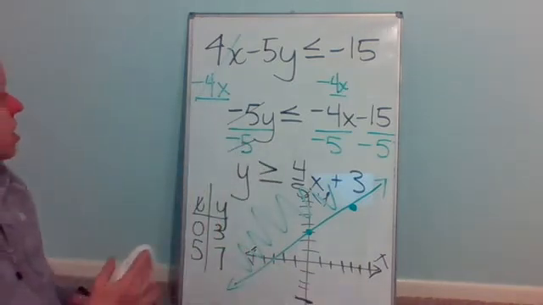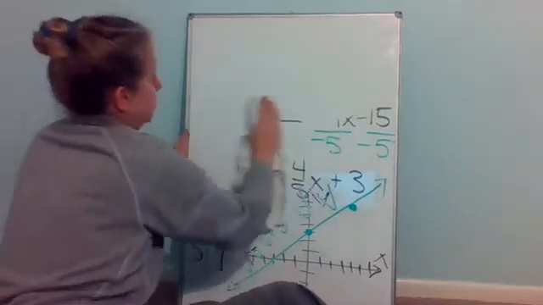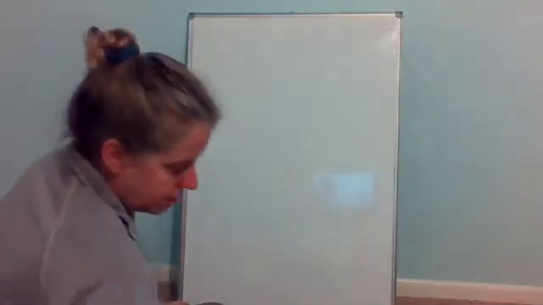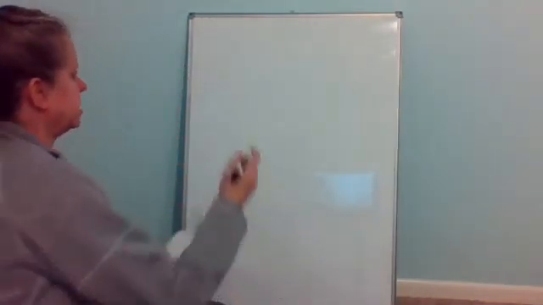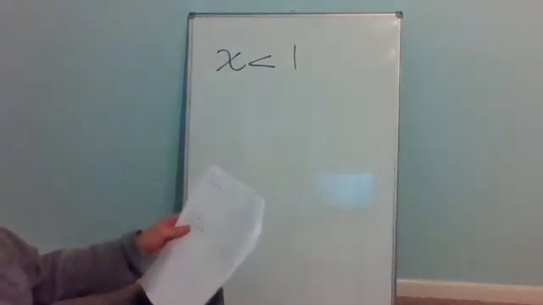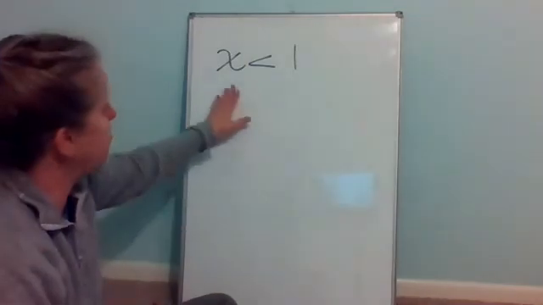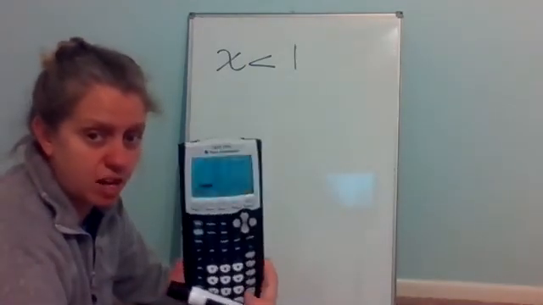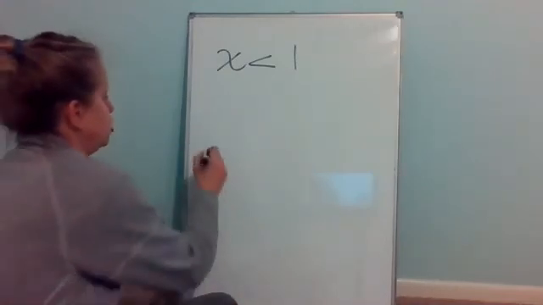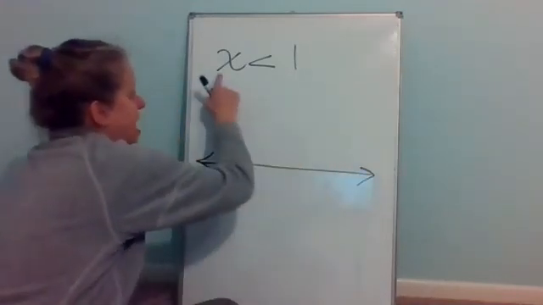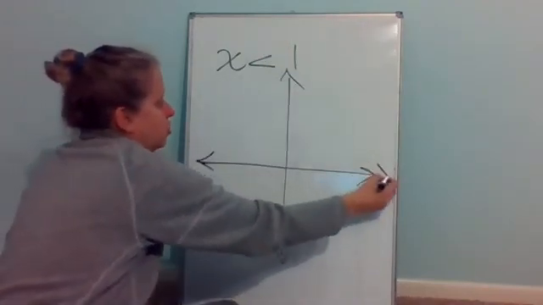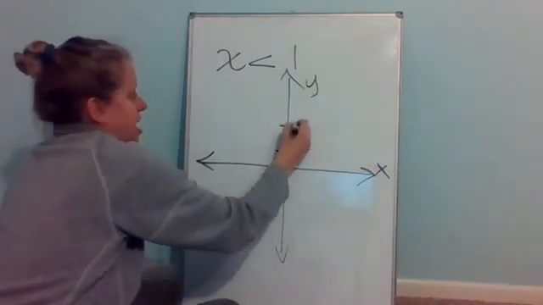Okay? Number 24. X is less than 1. So this one's already solved for us, okay? But it doesn't have a y, so I can't take this to my y equals to get points. It doesn't have a y that I can solve for. So this is one of those special lines. Remember, the x equals a number is always going to be a vertical line, which means straight up and down.